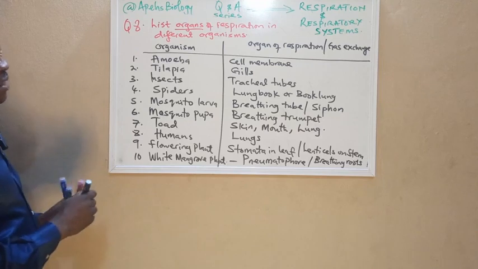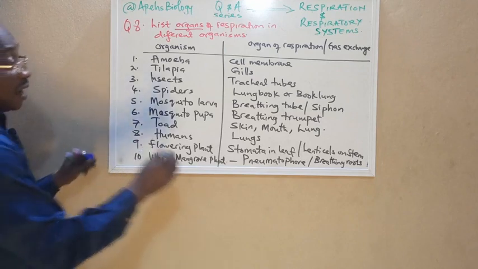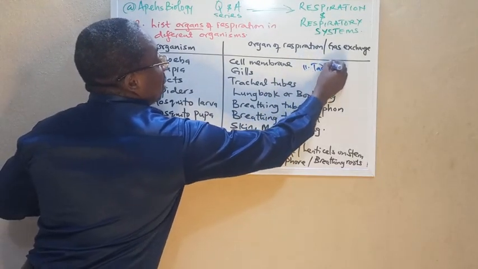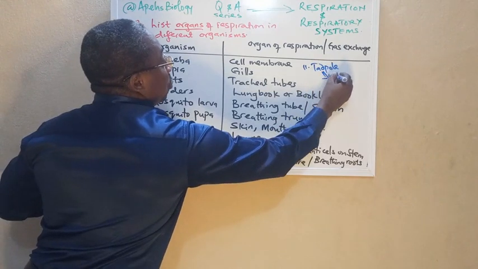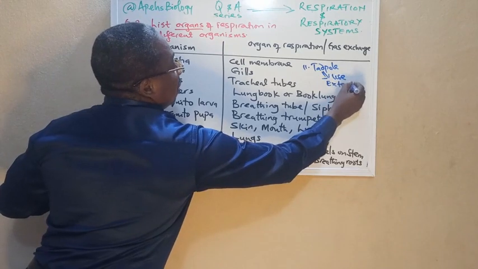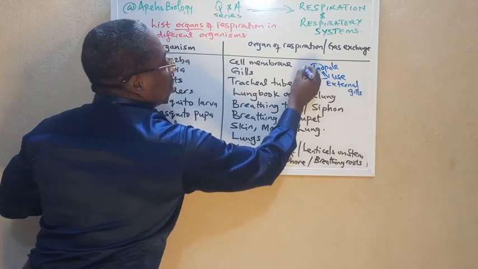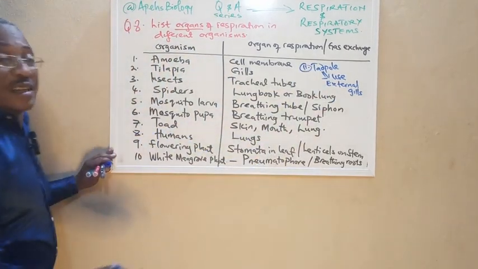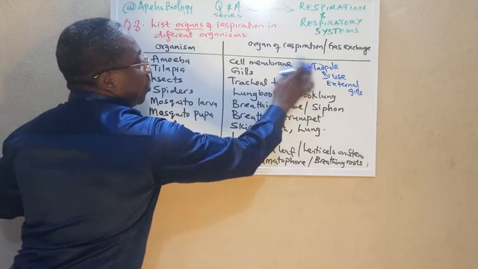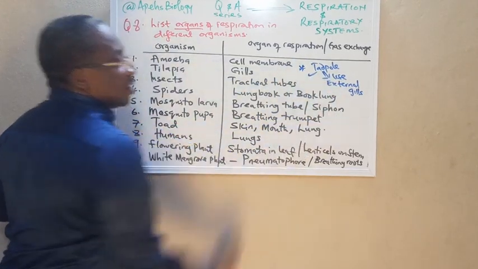And if I may add an additional point, out of all these 1 to 10, I can add number 11, something like tadpoles, all right? Tadpoles actually use what is called external gills for respiration. Some of them also use internal gills for respiration, depending on the stage of their growth. So this is an additional point, okay? Tadpoles use external gills for respiration.